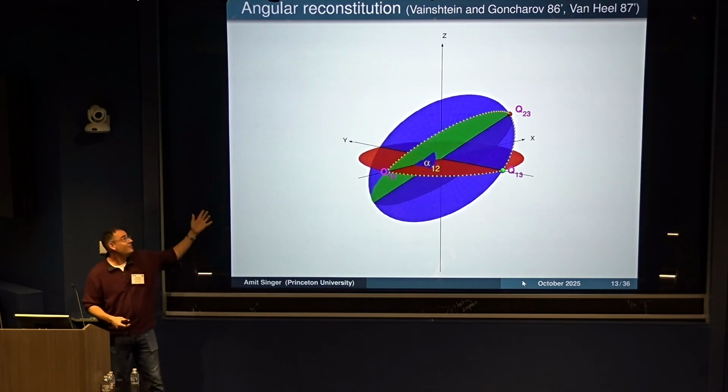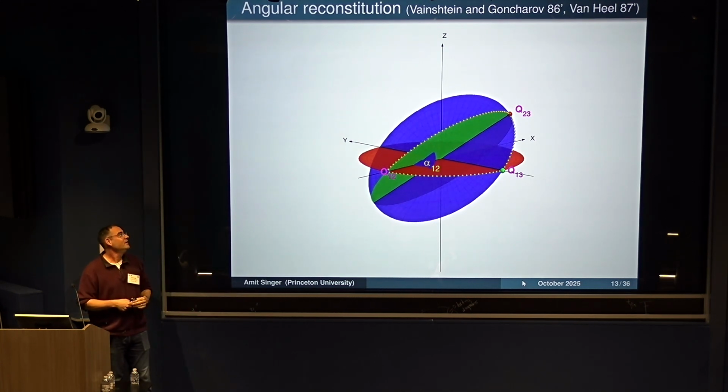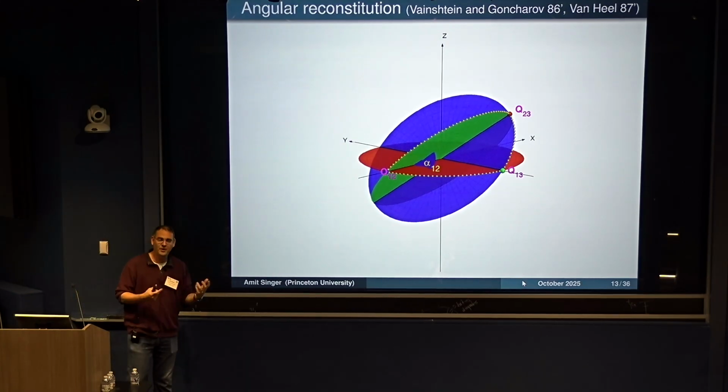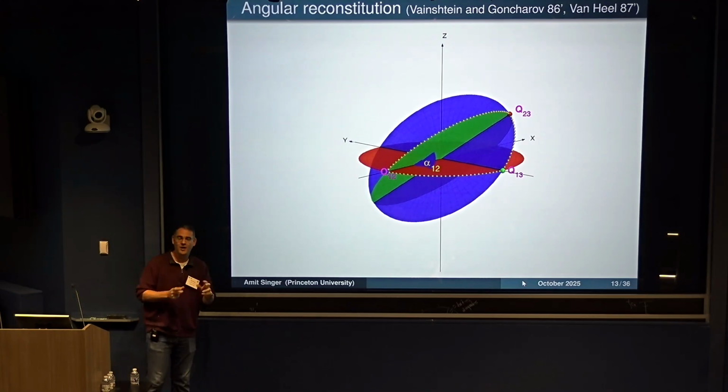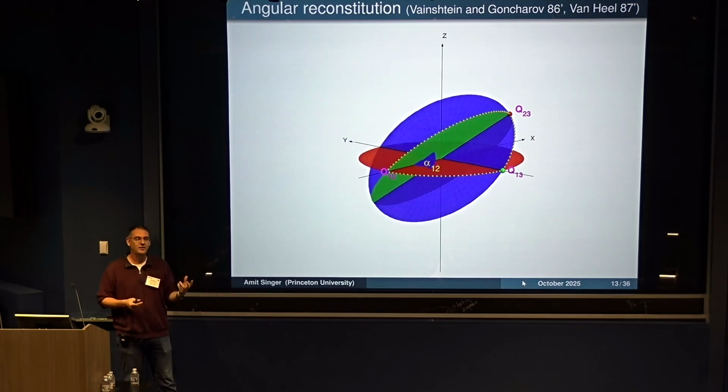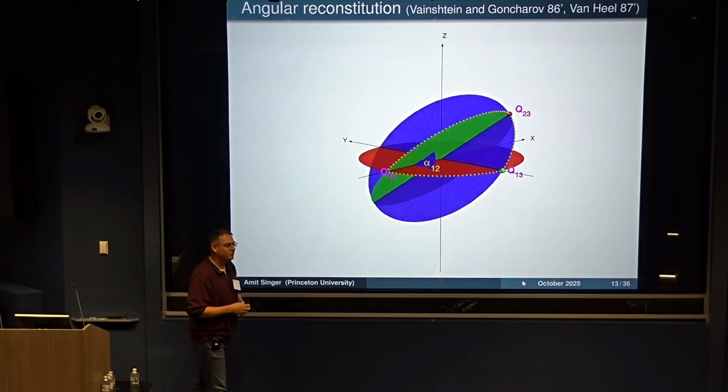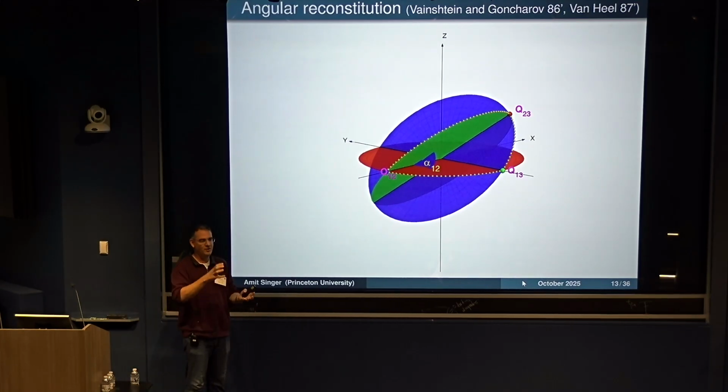So this was discovered more or less independently in the East and the West by Weinstein and Goncharov and by Marin van Heel. So three images and the common line between them allow us to uniquely determine the relative rotations up to, of course, the global rotation of the entire molecule and also reflection.